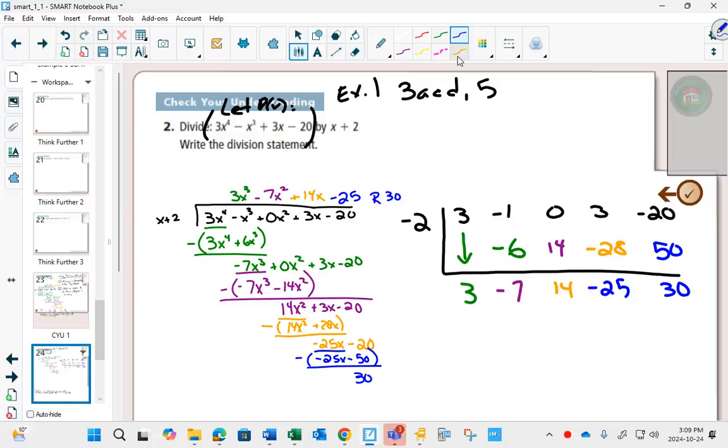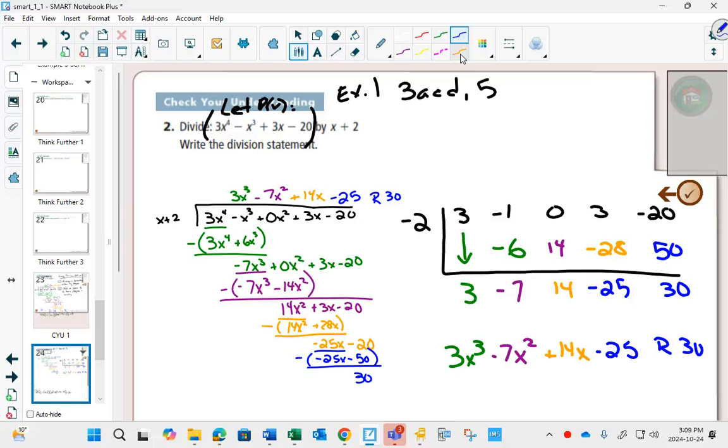My answer is 3x cubed minus 7x squared plus 14x minus 25 remainder 30. Alright. That is similar to your method, right? Yes.